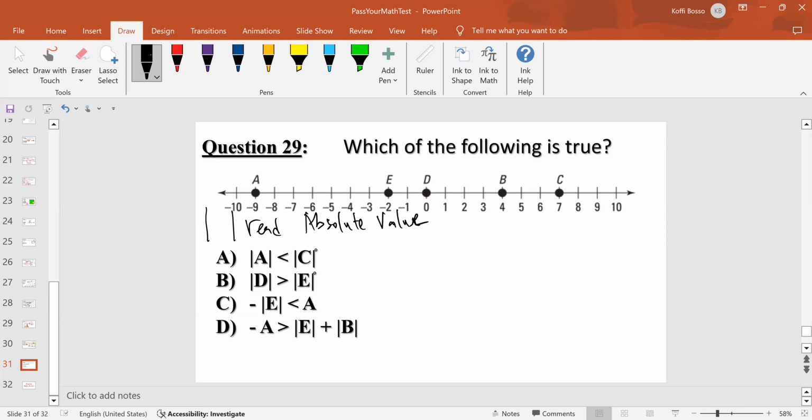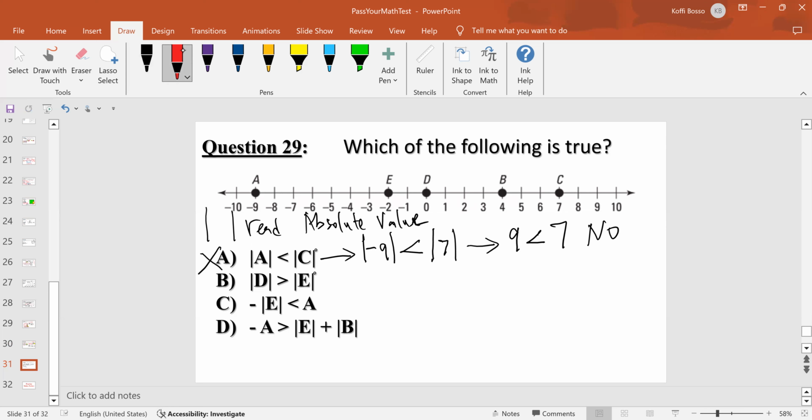Okay, so absolute value of A. So here, what is the A value? Negative 9. So let's rewrite it like we are doing absolute value of negative 9, and we want to say this is less than absolute value of C, and the C value here is 7. It's not done yet. Absolute value of negative 9 gives you what? Positive 9, less than absolute value of 7, which is 7. Can we say that 9 is less than 7? No. Okay, so A is out.